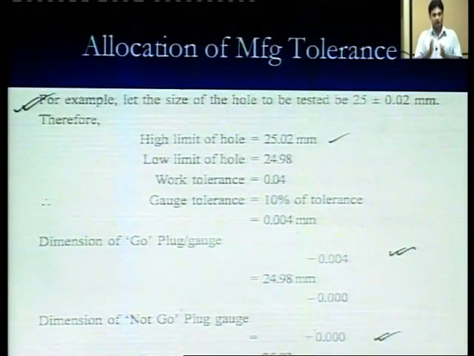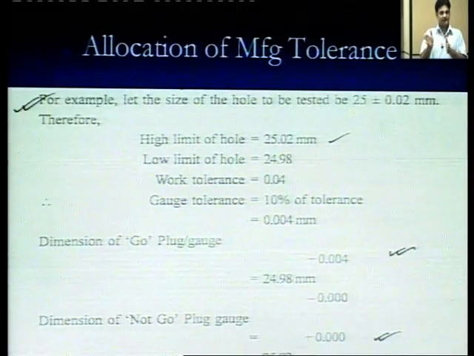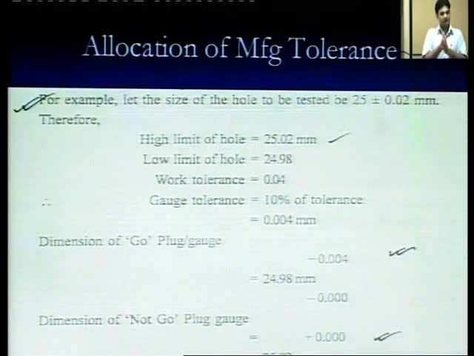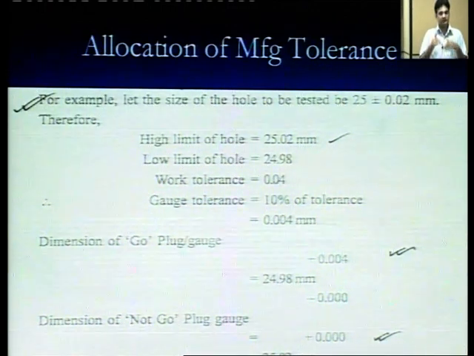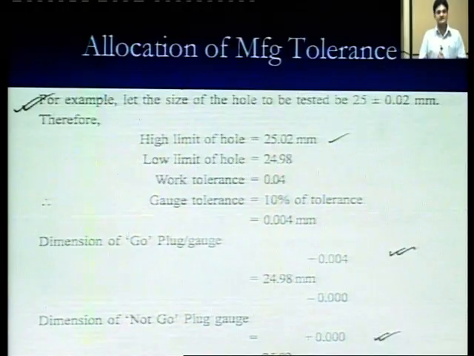This is also explained numerically in the next figure. Suppose we want to allocate manufacturing tolerance. For example, let the size of the hole to be tested be 25 plus minus 0.02 mm. Therefore, the high limit will be 25.02 mm, and the low limit of the hole is 24.98 mm. So, what will be the work tolerance? It will be the difference between the high and the low limit, which is equal to 0.04 mm.